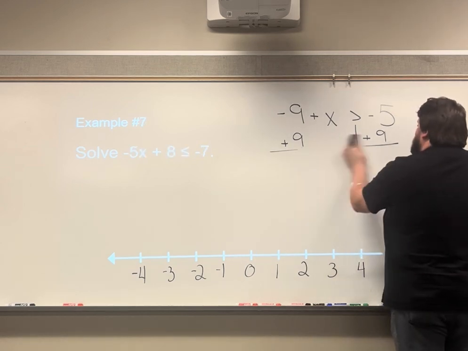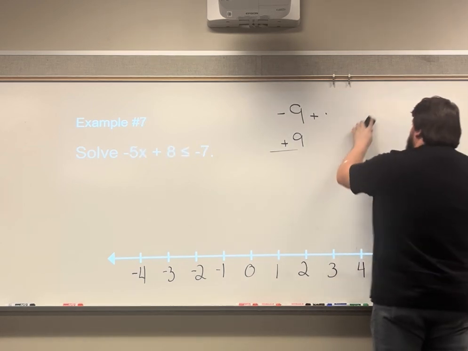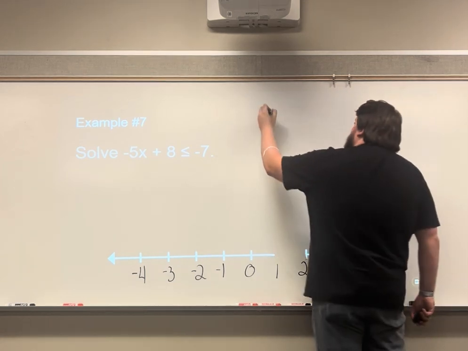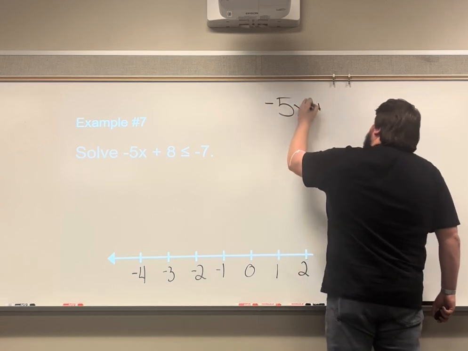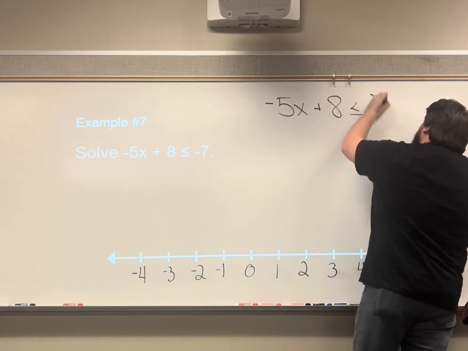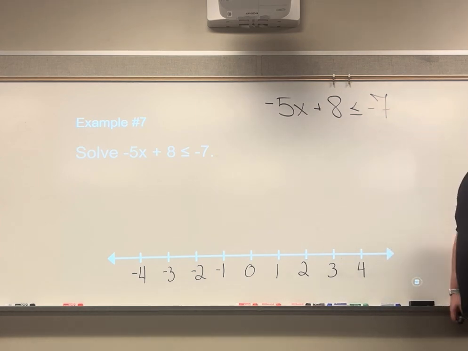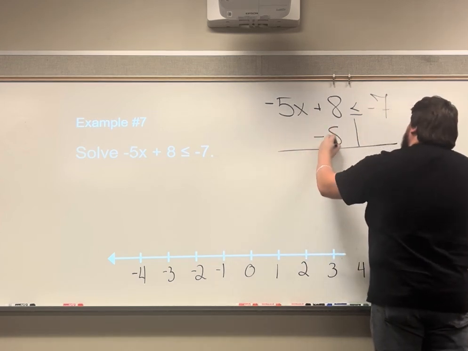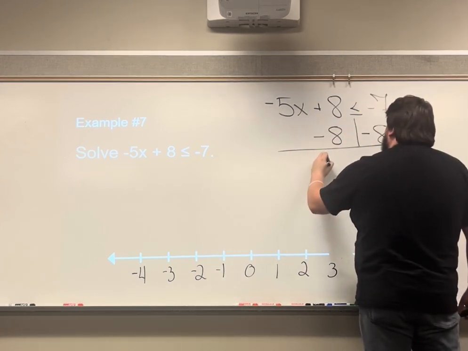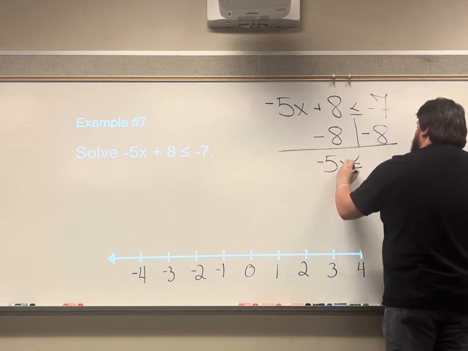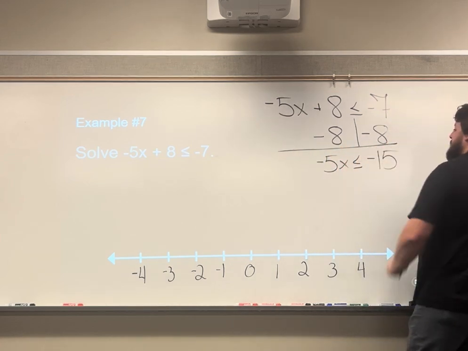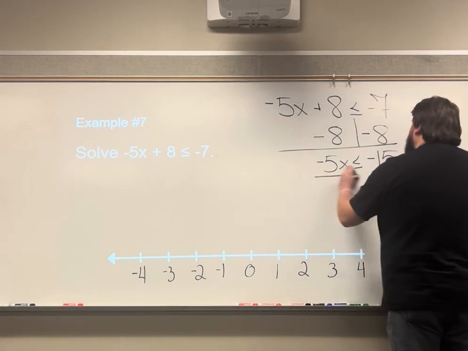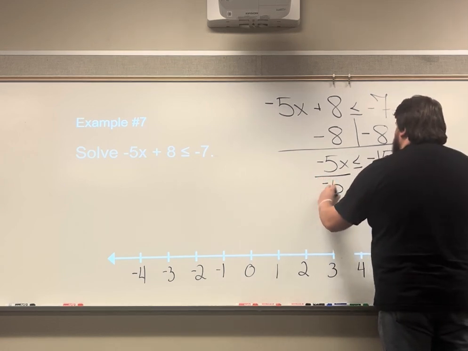Now we're going to review some two-step inequalities real quick, and then we'll all be done. So we have -5x plus 8 is less than or equal to -7. I'm going to subtract 8 from both sides because I got to get rid of that constant first. So -5x is less than or equal to -15. I have -5 times x is less than or equal to -15. So that means that I need to divide both sides by -5.